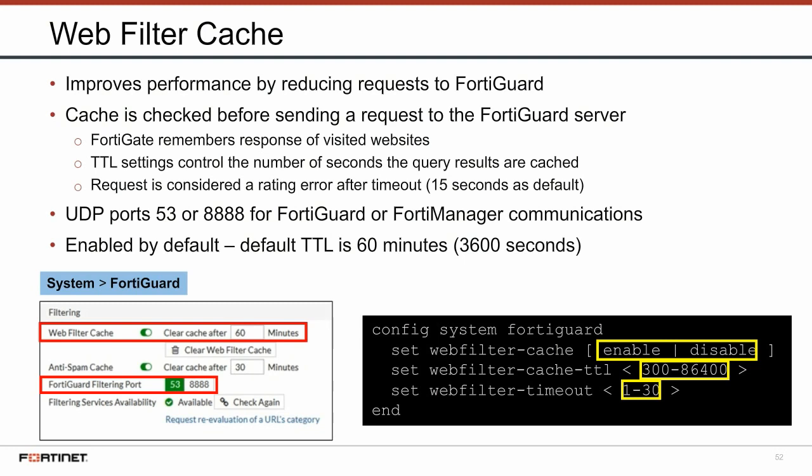Caching responses reduces the amount of time it takes to establish a rating for a website. Also, memory lookup is much quicker than packets traveling on the internet. The timeout defaults to 15 seconds, but can be set as high as 30 seconds if necessary.